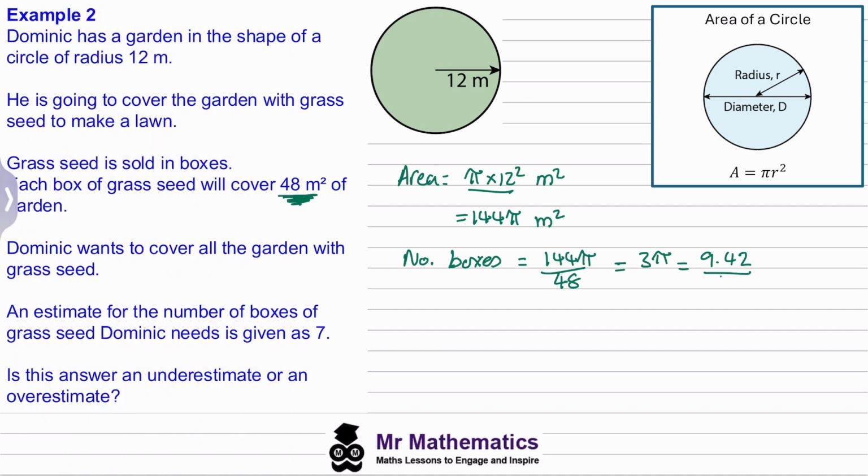So we need just over 9 boxes, and because you can't buy 9 boxes and a bit, you have to buy an integer number, so that'll be 10 boxes needed. So this 7 is clearly an underestimate, as 10 boxes are needed. Okay, let's try some exam style questions.